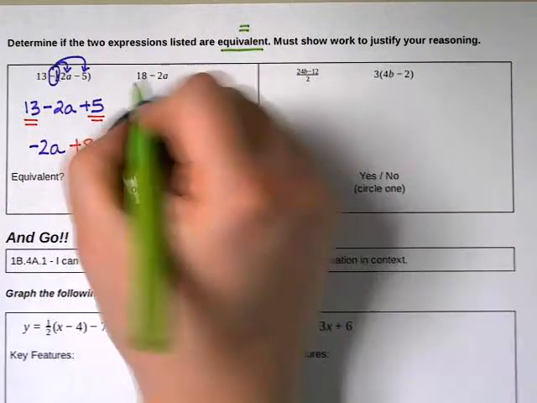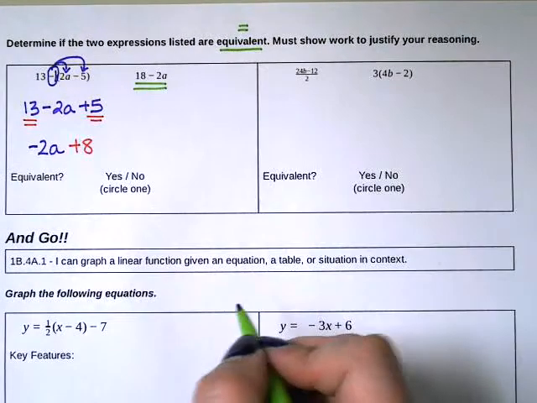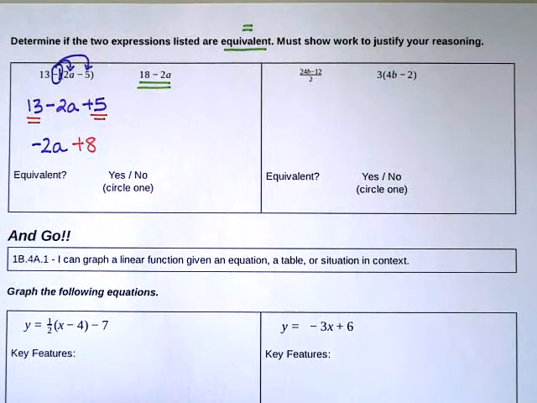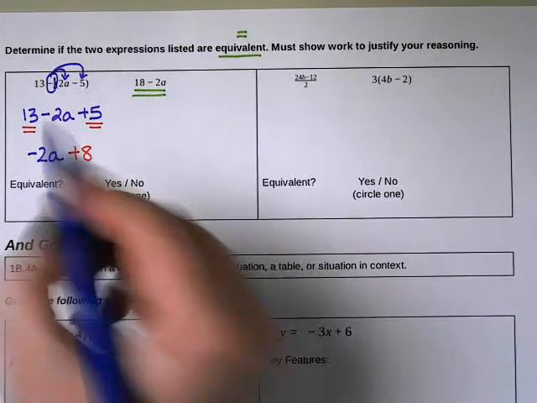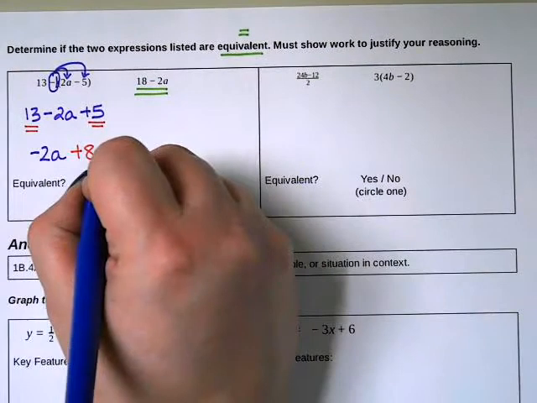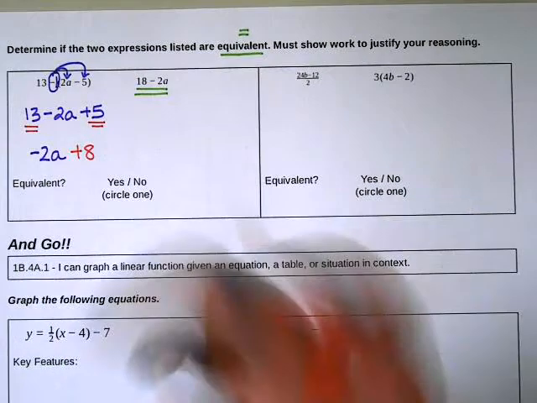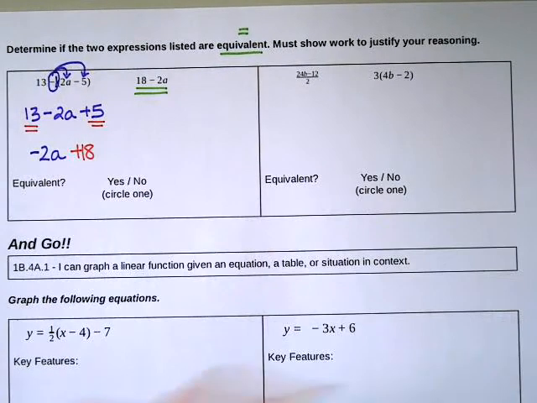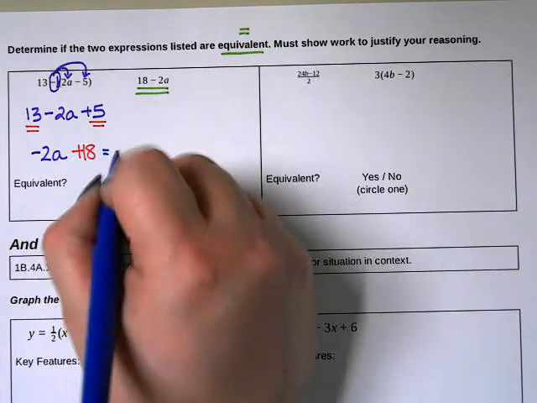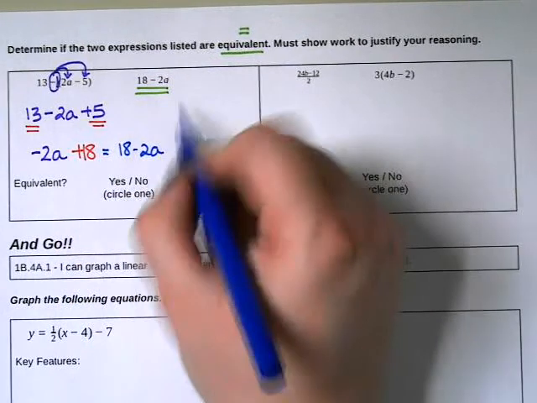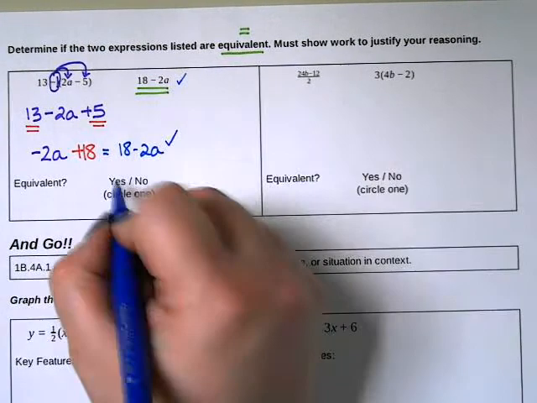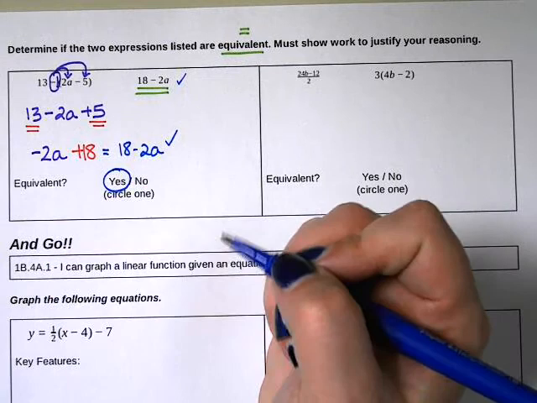When we look at this one over here, this was 18 minus 2a. If we look at what we were able to simplify this down to, we can see that -2a plus 18, hopefully you guys caught that before I did, sorry about that, we can rewrite that. That's the same thing as 18 minus 2a. So when we look, these are the same thing. So yes, these are equivalent.